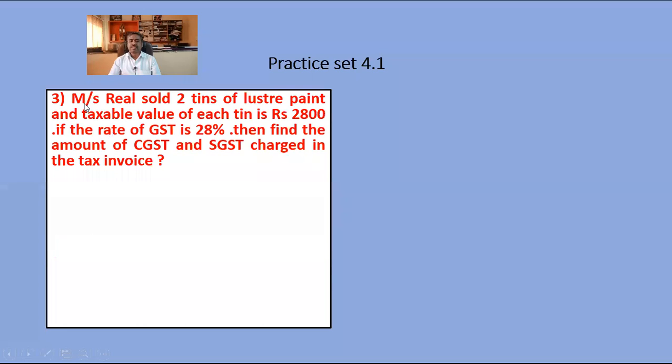Problem number 3. Mr. Real sold 2 tins of luster paint and taxable value of each tin is rupees 2,800. If the rate of GST is 28%, then find the amount of CGST and SGST charged in the tax invoice.